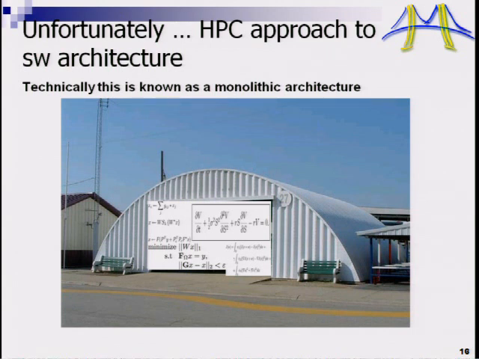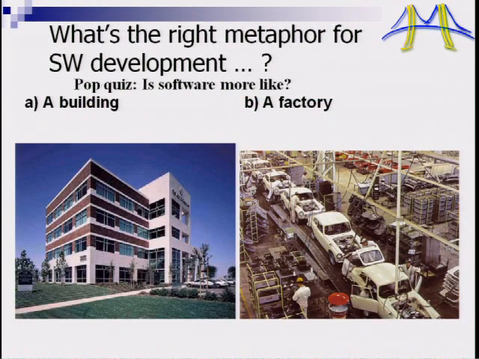And, bless your hearts, the high-performance community has even given this structure a name. It's called a monolithic architecture. That is to say, basically, it's just a big single computation, right? So what is the right metaphor for software development?